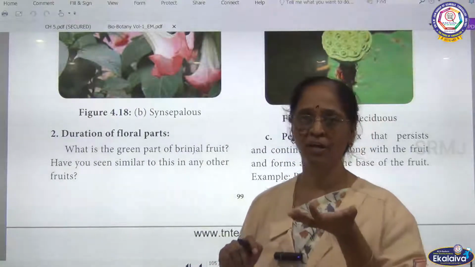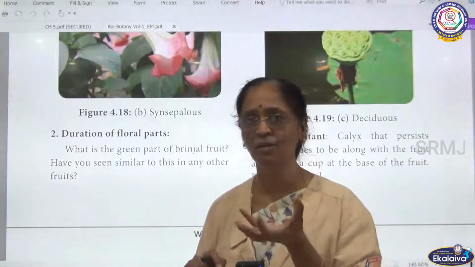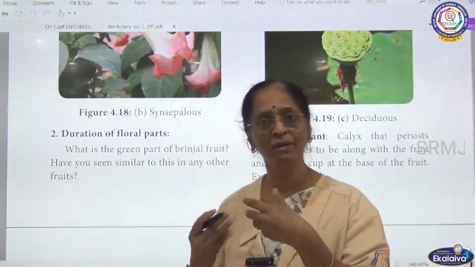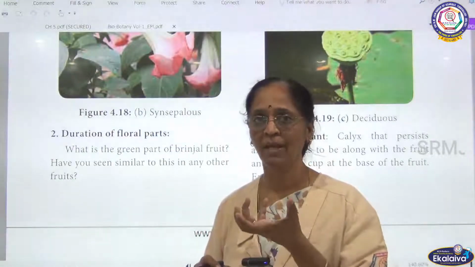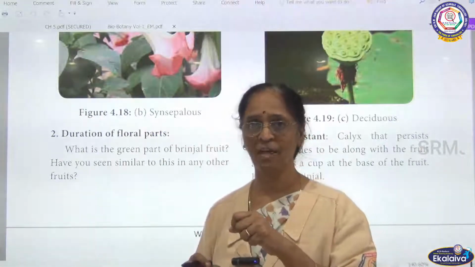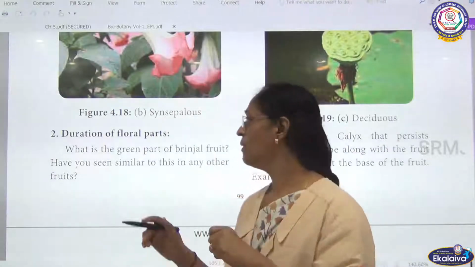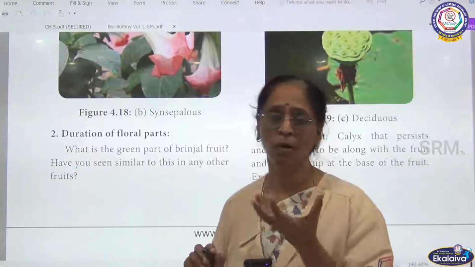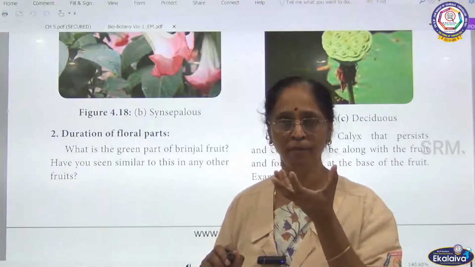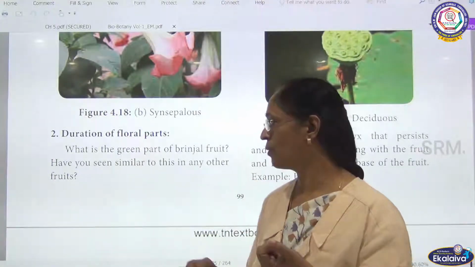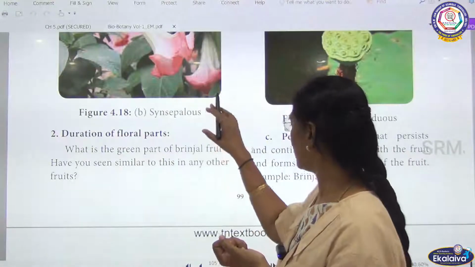After the pollination process and fertilization, the calyx and corolla will wither off. Sometimes the calyx will remain even after fertilization takes place. Then, depending upon the duration, how long the calyx remains with the development of the fruit, we can study it under different headings.